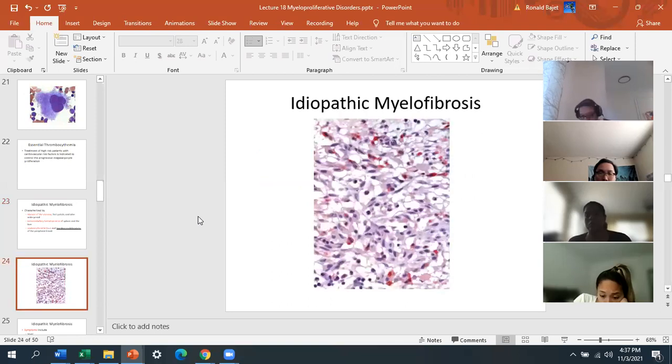Okay, that's a fibrotic bone marrow. You see all the fibrin there. So idiopathic myelofibrosis.